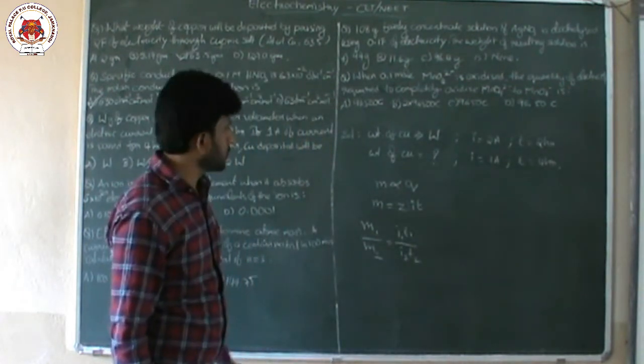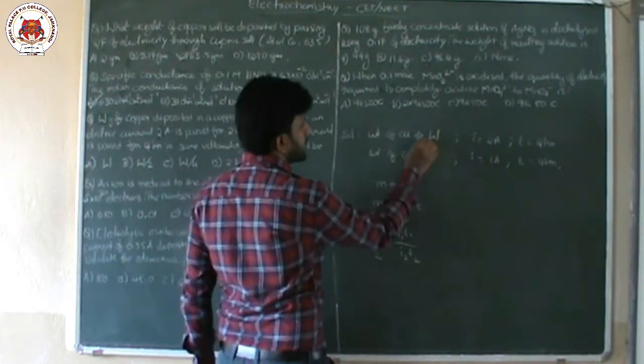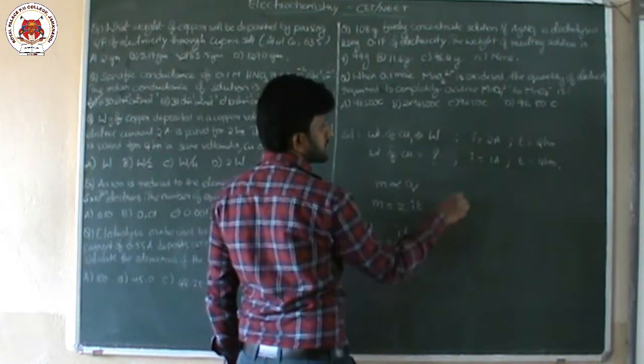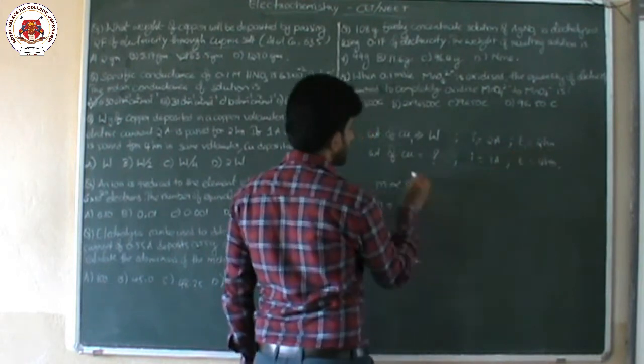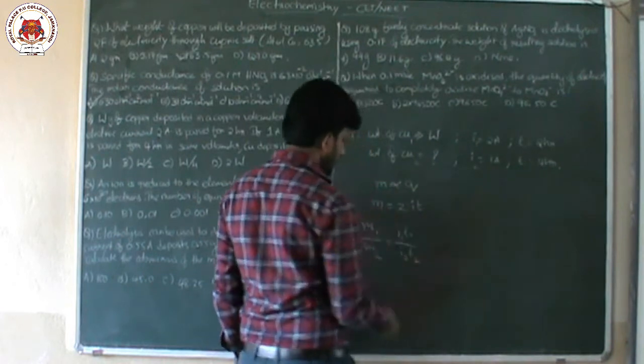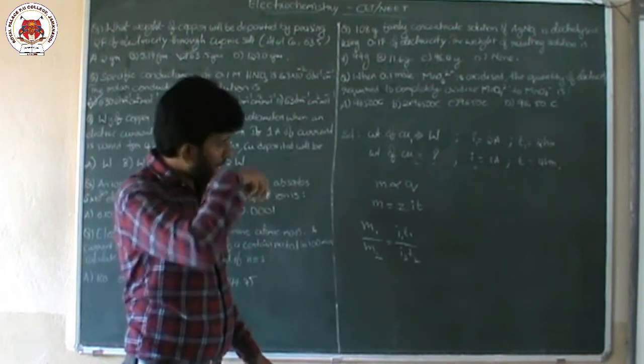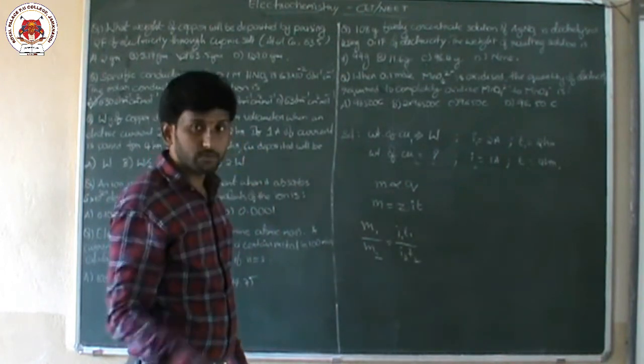Two conditions we have taken. Let us assume this is the first condition, that is, the weight of the copper: first, this is I1, this is T1. This is the weight of the copper W2, I2, T2. Then we can make this comparison: M1 by M2 is equal to I1 T1 by I2 T2.